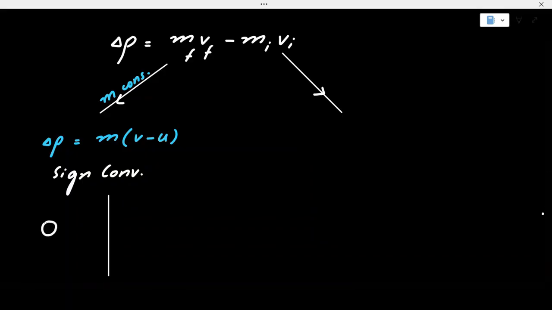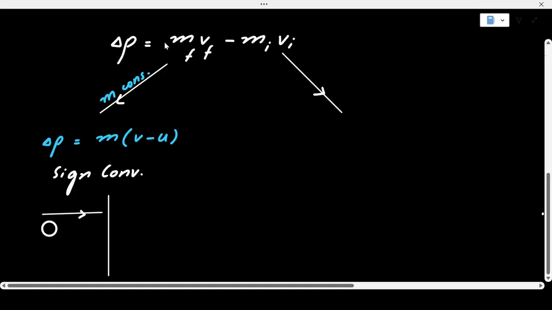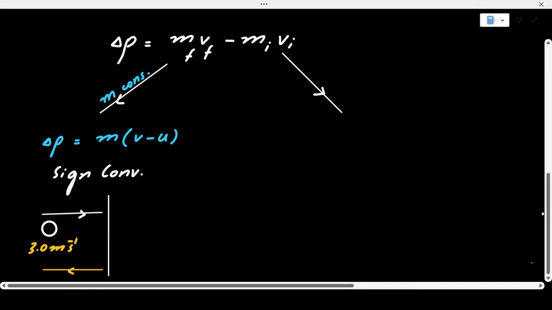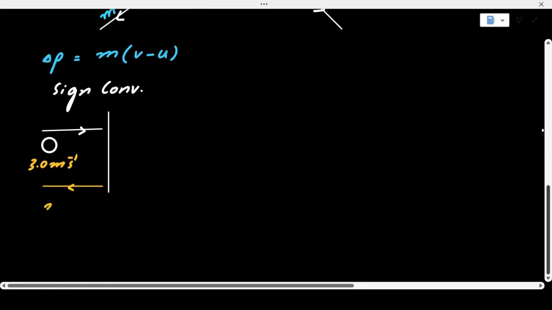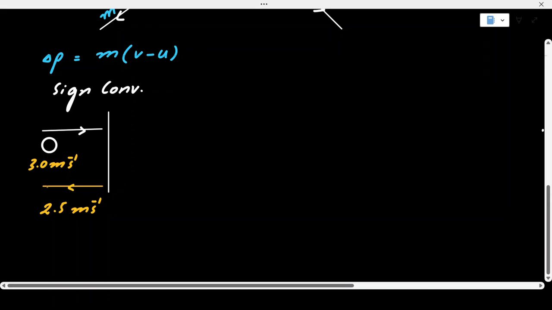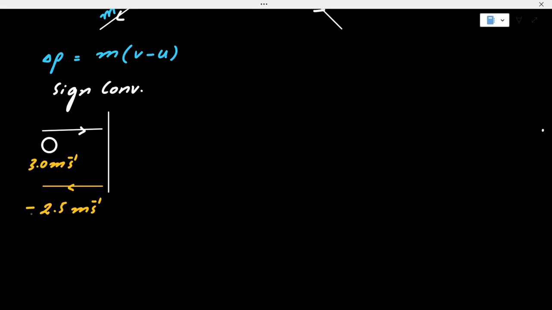So let's say a tennis ball strikes the wall, so the initial velocity is, let's just assume, 3.0 meter per second. Then it says in the question, after the rebound it moves with the speed of 2.5 meter per second. But what does that mean? If the speed is 2.5, the velocity should be minus 2.5, because the velocity needs to contain direction also. For the rebound, sign is reversed.